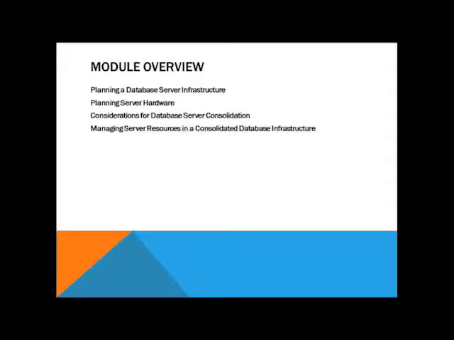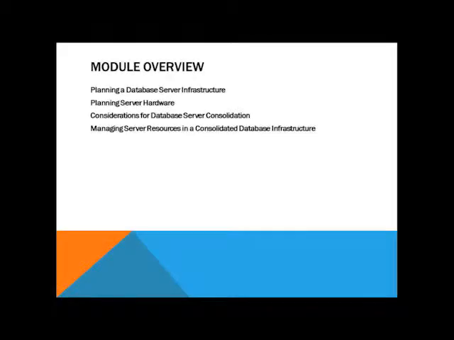Let's talk about designing a database server infrastructure. We're going to look at planning our hardware, what our considerations for server consolidation might be. Why server consolidation? What are we talking about there?